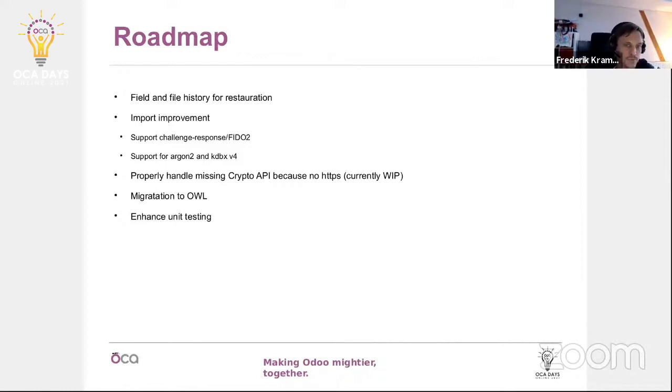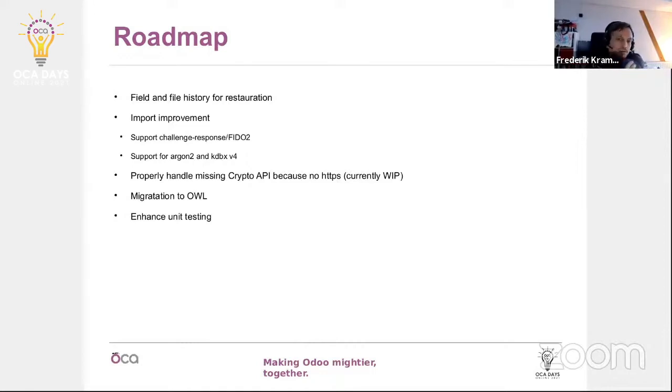We would like to improve the importer in the sense that it can support challenge and responses with FIDO2 hardware tokens, and that it can import newer versions of the KeePass file format to be directly imported into Vault. We would like to handle missing crypto RPE properly on HTTPS, because actually the whole encryption right at the moment only works on HTTPS.